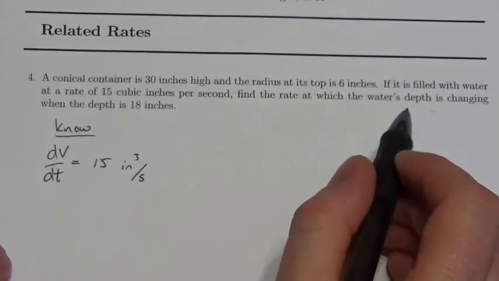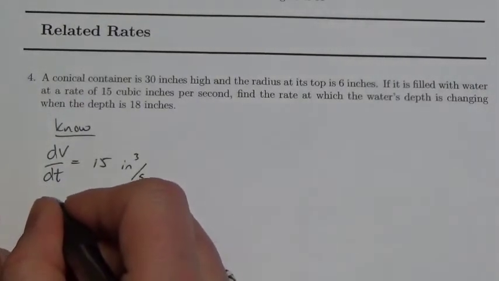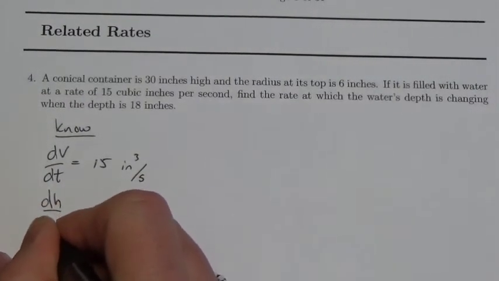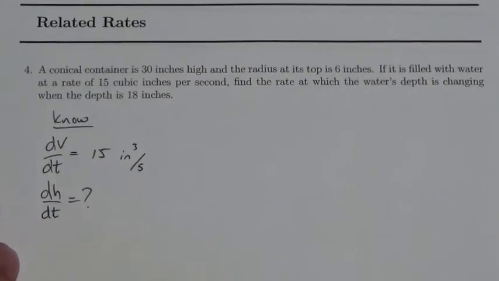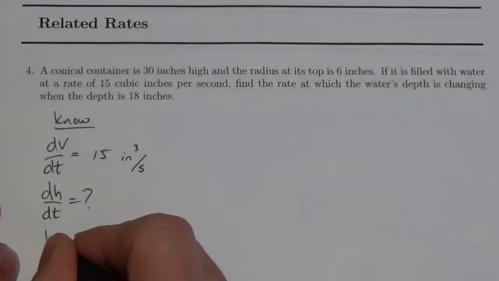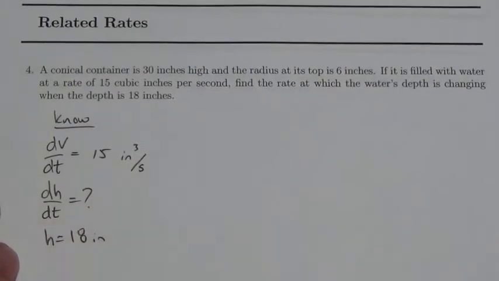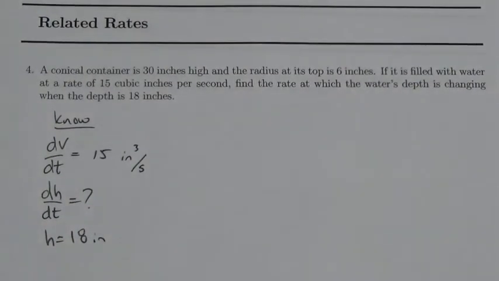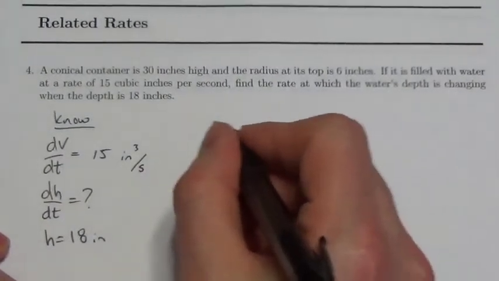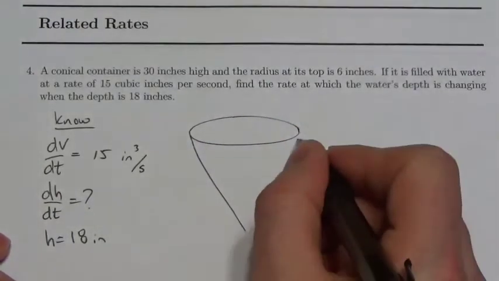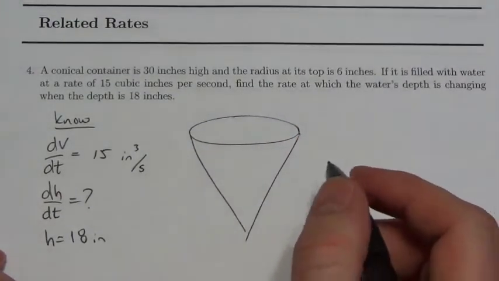Find the rate at which the water's depth, let's call that height, dh/dt, is changing when the height is 18 inches. At that specific moment, we get 18 inches. Now, this whole cone sort of question, everybody, this is a classic. We, as teachers, go back to this one a lot because of the beautiful little relationship that pops out here. So here's our cone.